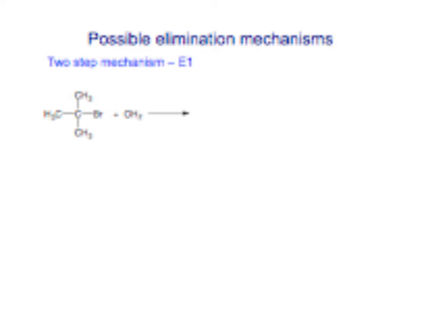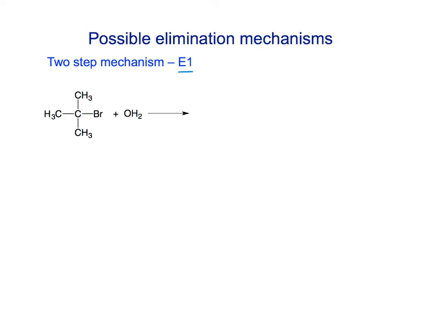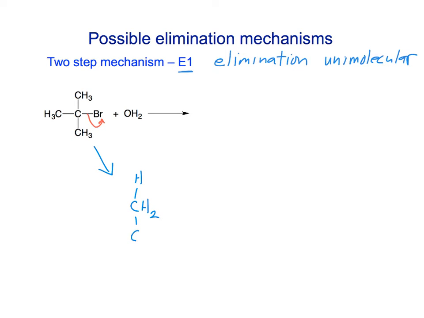The second mechanism is a two-step mechanism, and it's referred to as E1. So this stands for elimination unimolecular. Okay, so let's draw out the mechanism. Just like in the SN1 reaction, in the E1, the first step is loss of our leaving group, or breaking the bond to the bromide. This generates a carbocation intermediate.